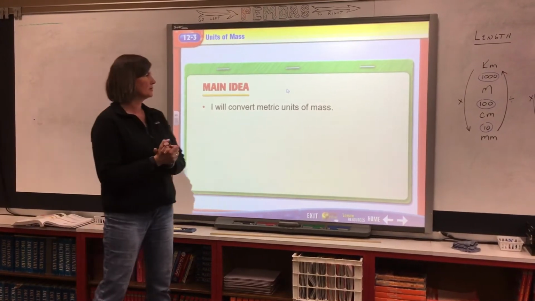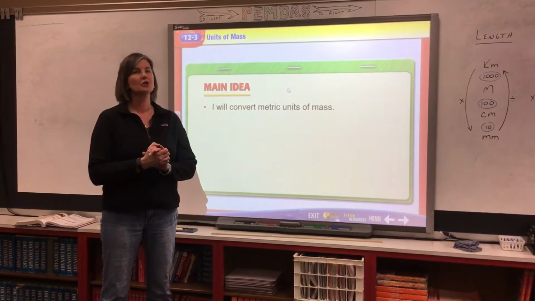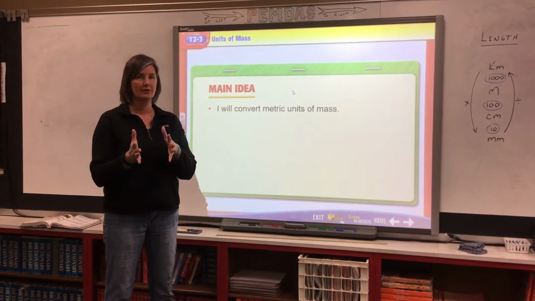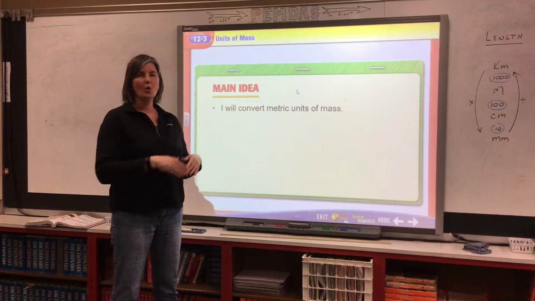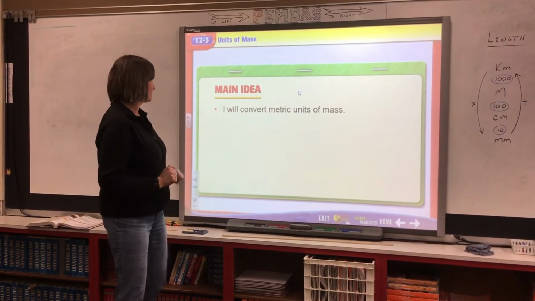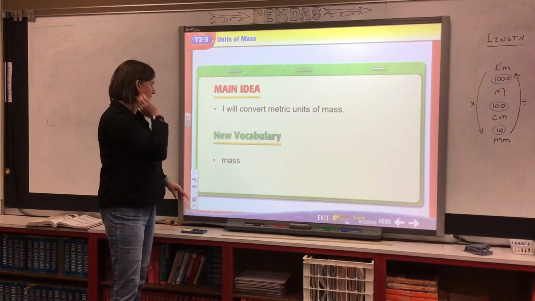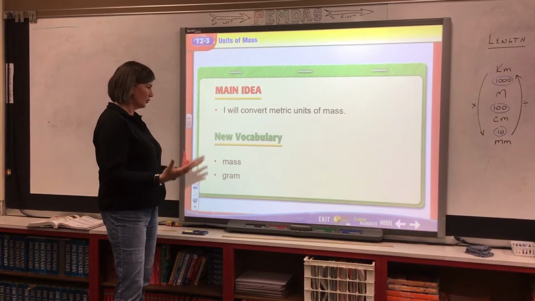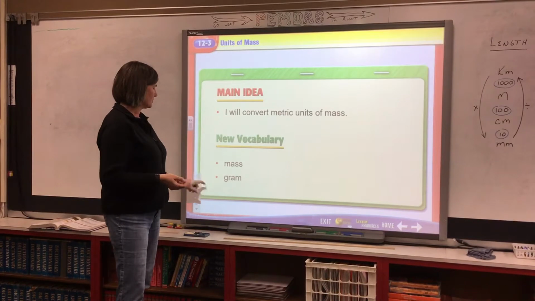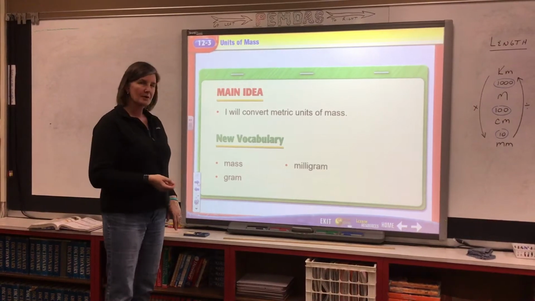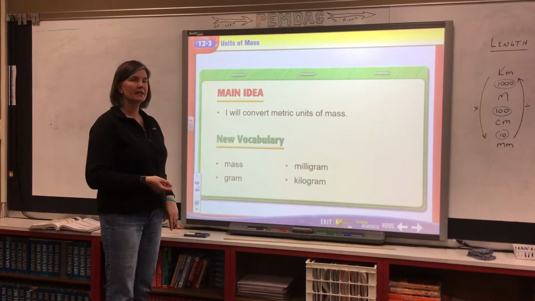Besides talking about metric units of mass today, we're going to also talk about converting from one to another. For example, converting from grams to kilograms or milligrams to grams. We're going to talk about mass, the weight of something, and the three units of measurement we'll discuss are the gram, the milligram, and the kilogram.